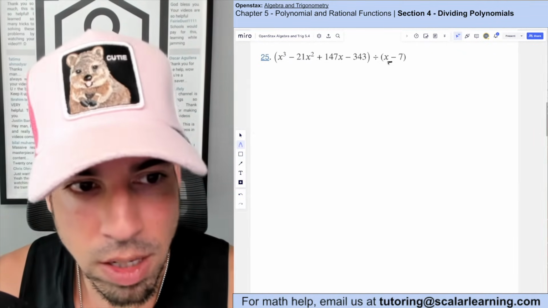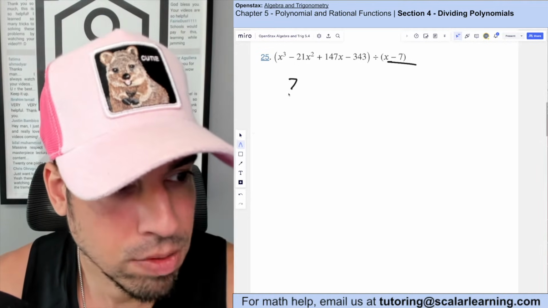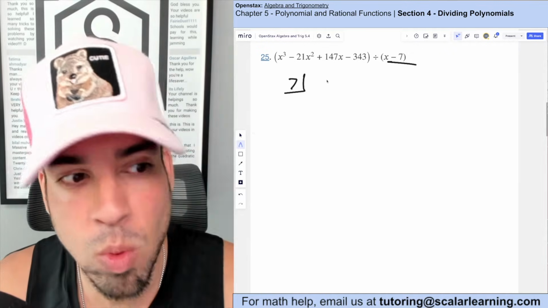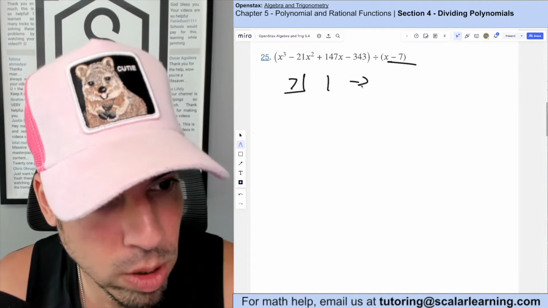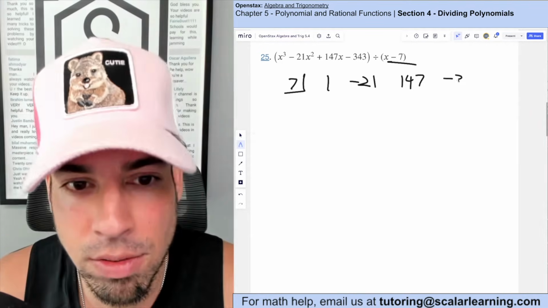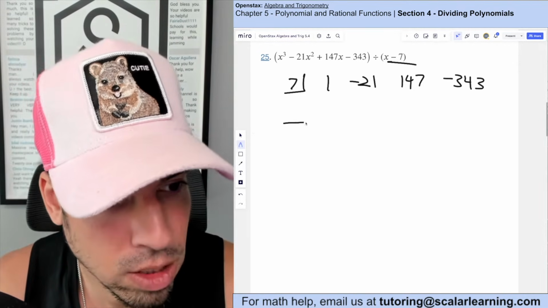So for this one, we're going to set it up with the opposite of that, which is positive 7 in the box, and then we got the coefficients in order. So first, that's 1x cubed. That's negative 21x squared. That's positive 147x, and then negative 343. Now let's go through the process.